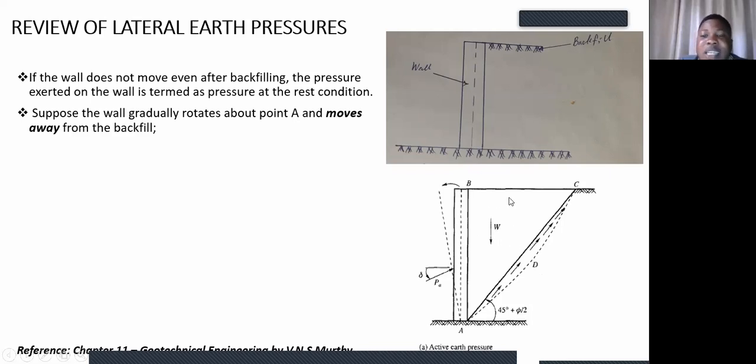Why? Because the weight of the backfill itself is responsible for the what? For the rotation of the what? Of the retaining wall. That's why we call it active.